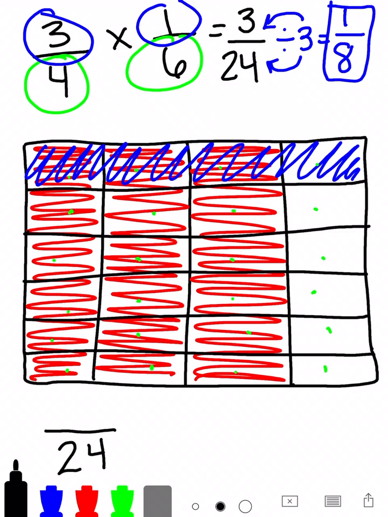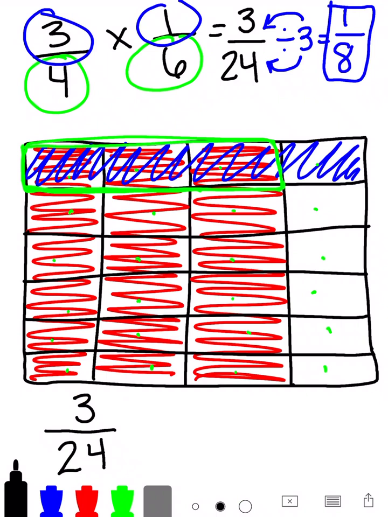Now, on the top, we have to take a look at what we've shaded in. We are going to look at what is shaded red and blue. So the colors, like I said before, will overlap. We want to look at the boxes that are shaded both red and blue, not the boxes that are just shaded red or just shaded blue. And I'm going to outline it in green so you can see exactly what I mean here. So we have 3 boxes that are shaded both red and blue. So that's going to be the top part of our fraction, 3 over 24.